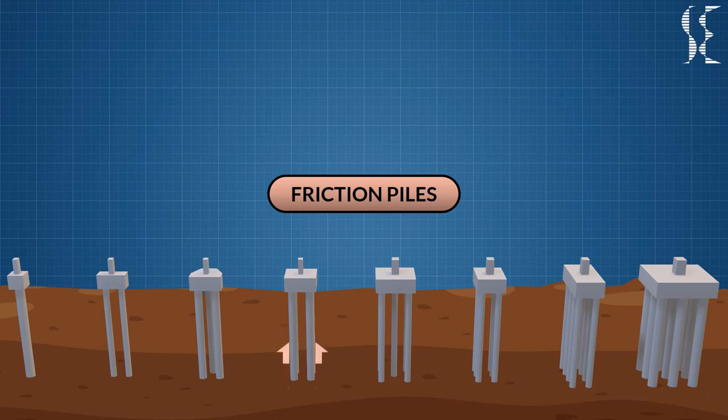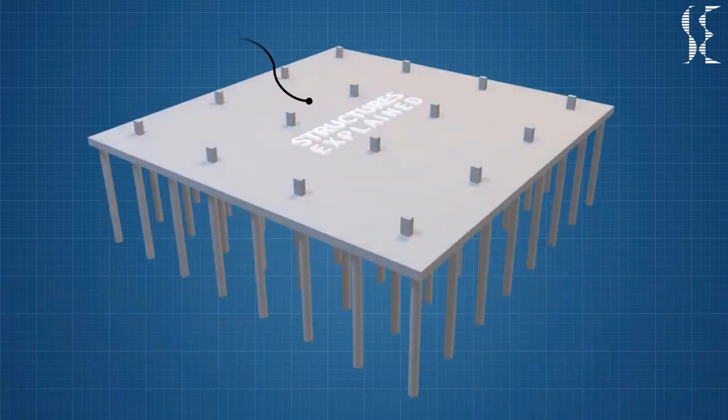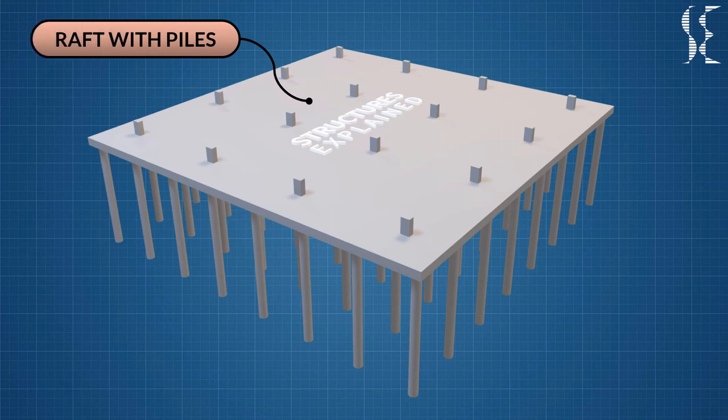Raft foundations can be combined with piles when a larger number of piles are closely spaced and the whole raft acts as a big pile cap.